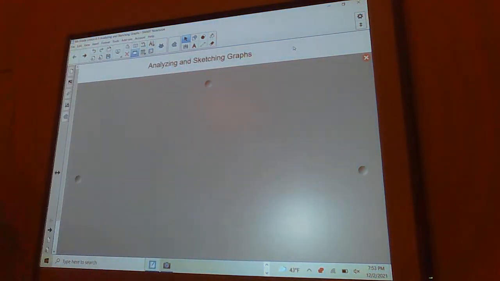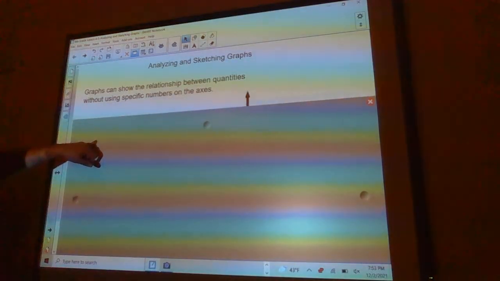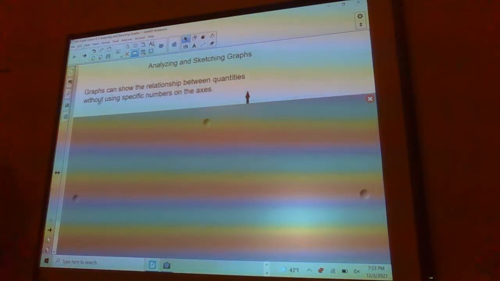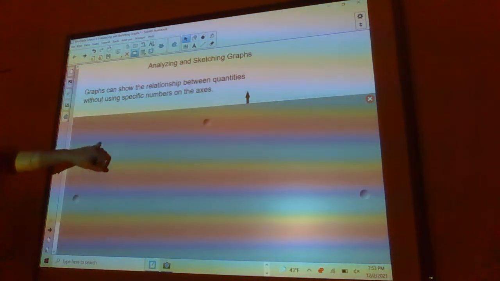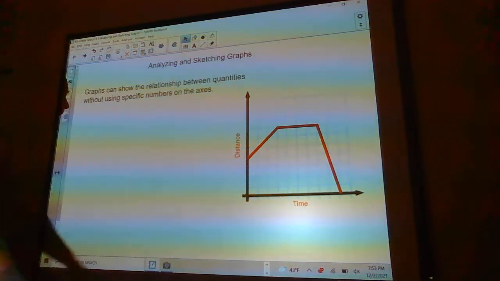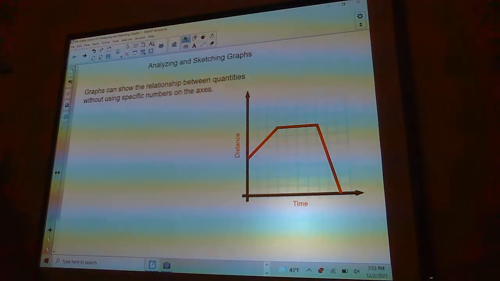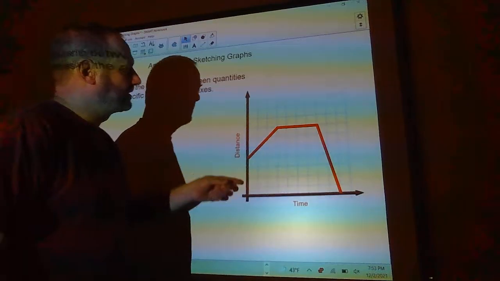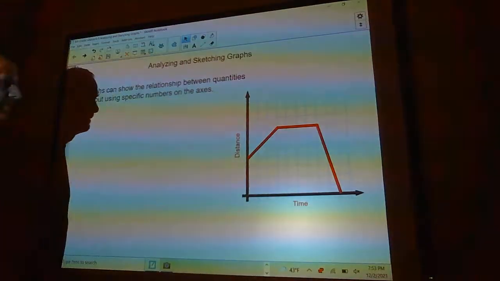Hi guys, today we're going to talk about analyzing and sketching graphs. So graphs can show the relationship between quantities without using specific numbers on the axes. If I look at this graph right here, we have distance over time.